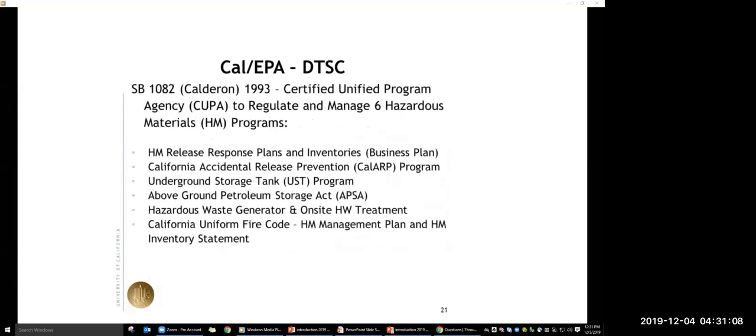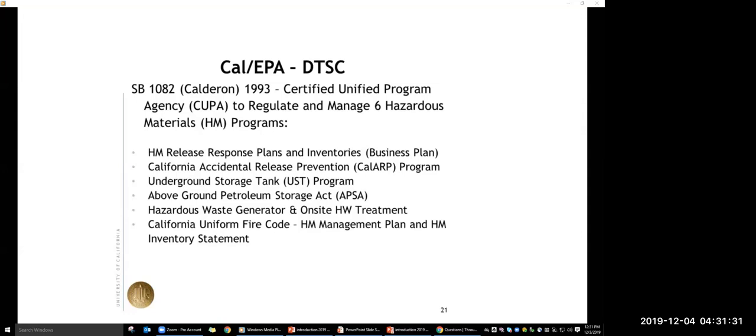In the late 1980s and early 1990s, businesses expressed concerns to their representatives that they were being inspected for hazardous materials by various city, county, and state agencies. They were being asked the same type of questions, and businesses were paying multiple fees and getting multiple permits. In response to regulatory concerns by business, in 1993, the state legislature passed SB 1082, which created the Certified Unified Program Agency, or commonly known as the CUPA program, to regulate and manage 6 hazardous materials programs in California.